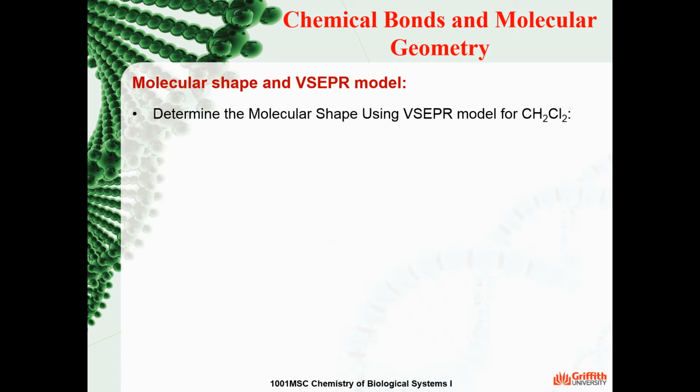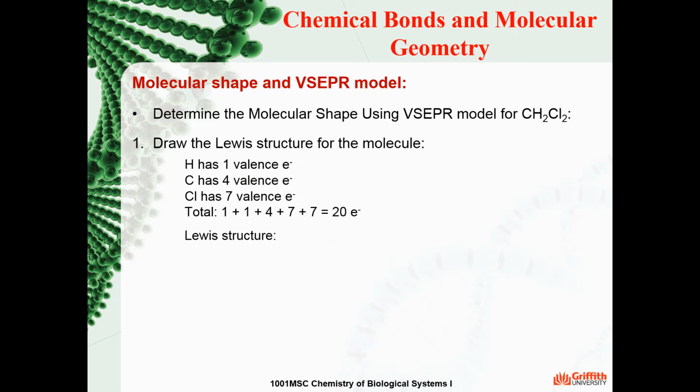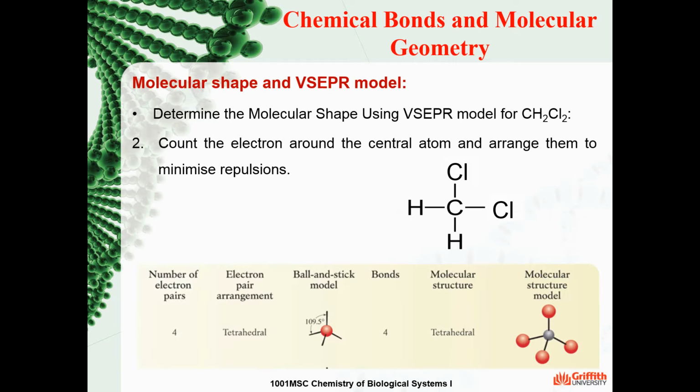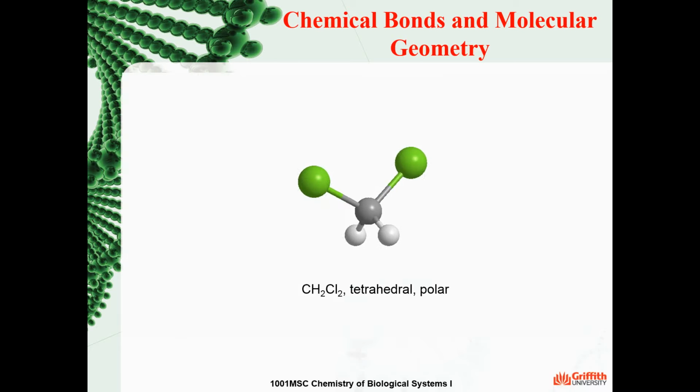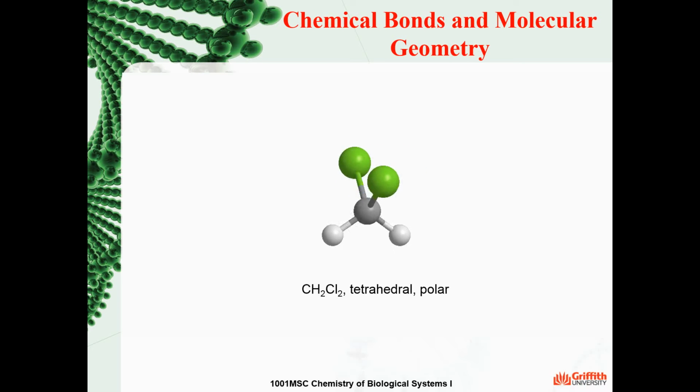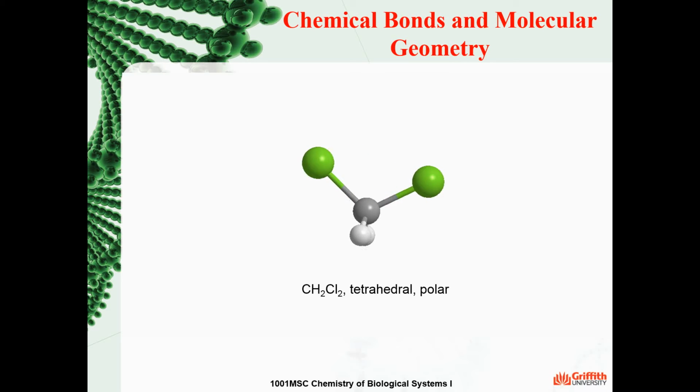The next example is to determine the molecular shape and polarity for the CH2Cl2 molecule. Draw the Lewis structure by yourself, and it should look like this. So we have 4 places of electrons and 4 bonds, so both the arrangement and geometry are tetrahedral. Because the chlorine has a higher electronegative value than carbon and hydrogen, the molecule is polar. From the illustration, you can see that CH2Cl2 has a 3D structure with atoms coming towards you and others going away from you.